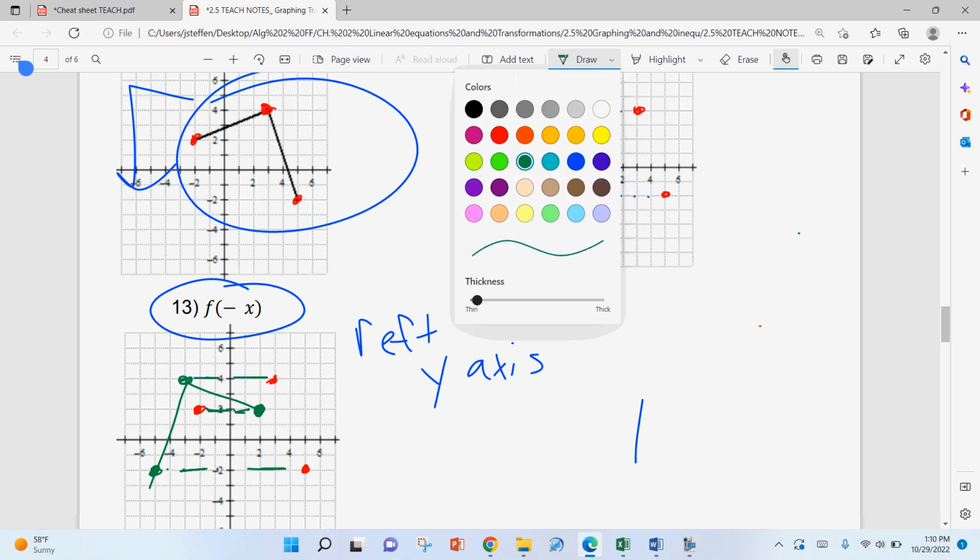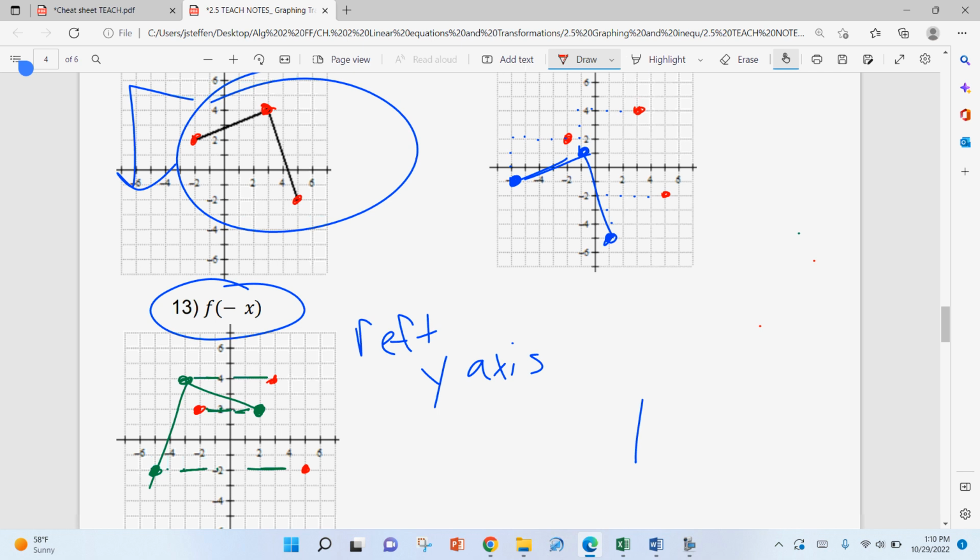And if you need help seeing that, don't do this on a test or a quiz, but if you need help seeing that, if you connect those other ones, now you can see how those are reflected.